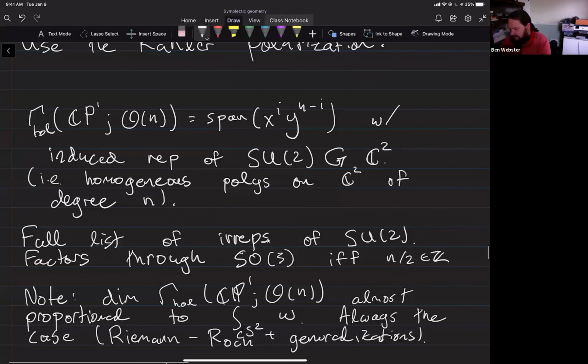Another interesting thing to note is that the dimension of this space is n plus 1. So it's pretty close to being proportional to the volume with respect to the symplectic form, or more generally the Liouville measure. And this is a general fact. In this case, it follows from Riemann-Roch applied to P1, but there are generalizations of this in higher dimensions.